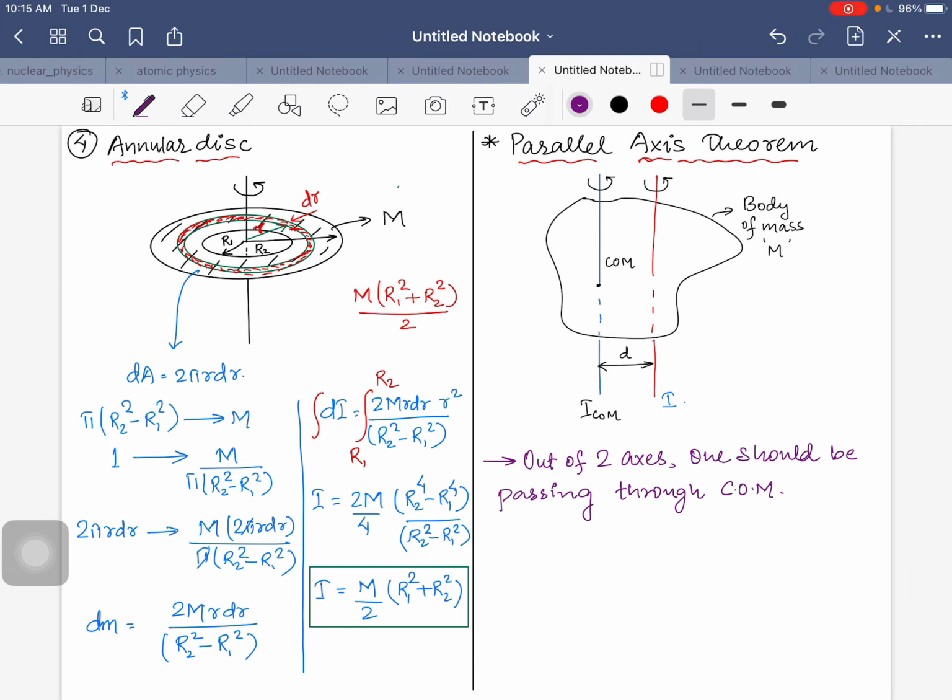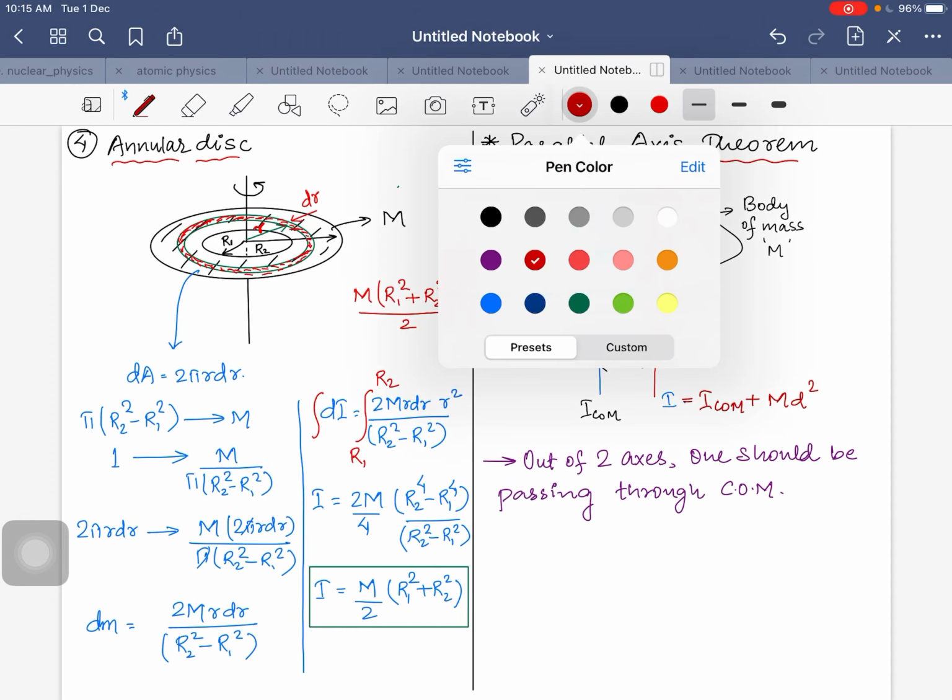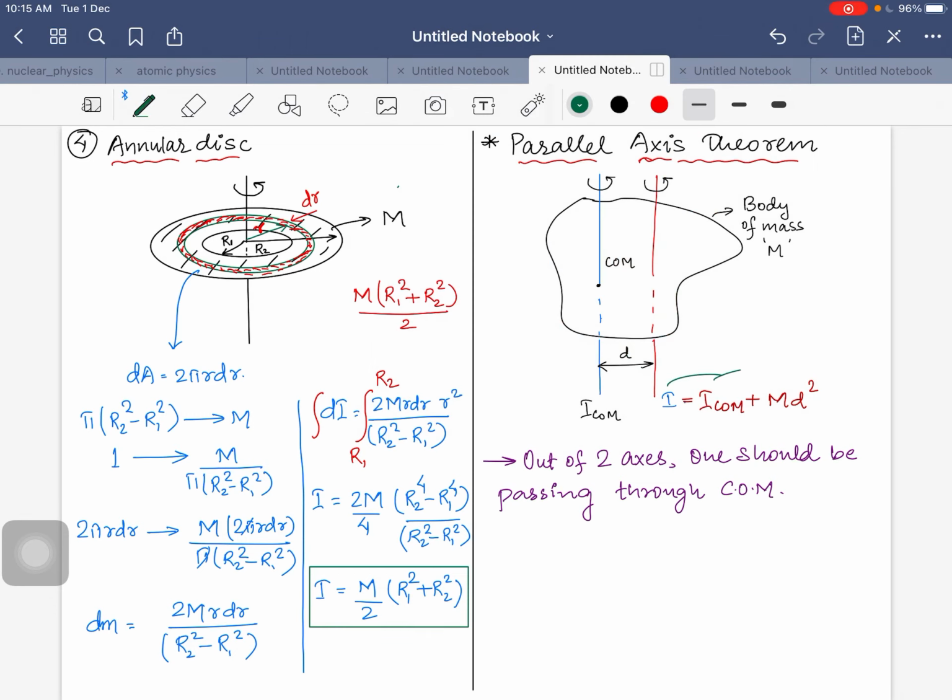Okay, so suppose it is known ICOM. So what will be the I of this? If I want to write what will the I, it will be equal to ICOM plus the mass of the body, that is given m, into the distance between the two axes, that is d. तो square of that, d square. This is the thing that you have to remember. This is the parallel axis theorem.